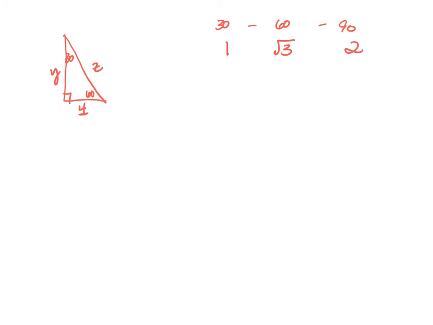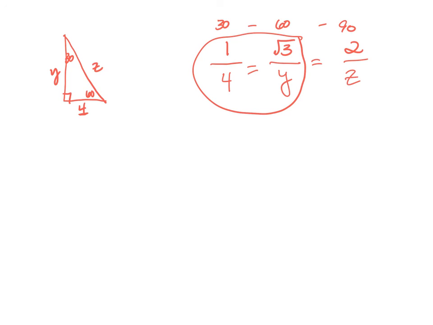So if the thing opposite the 30 is 4, I'm going to put the 4 under the 1. Who is under the 60 and the root 3? Y. Very good. That's the side opposite the 60. And the Z is opposite the 90. Well, I'm going to find Y first. I've got this complete fraction, the 1/4, and I cross multiply, and I get 1 Y equals 4 root 3. So you're done. Y is 4 root 3.